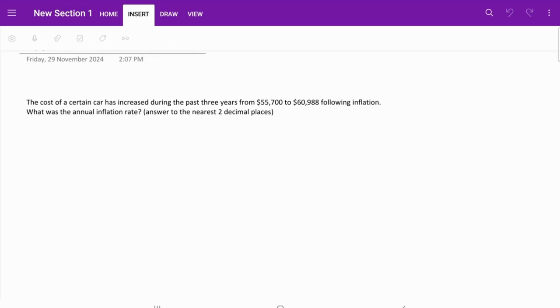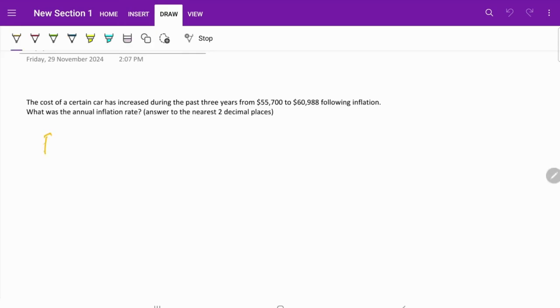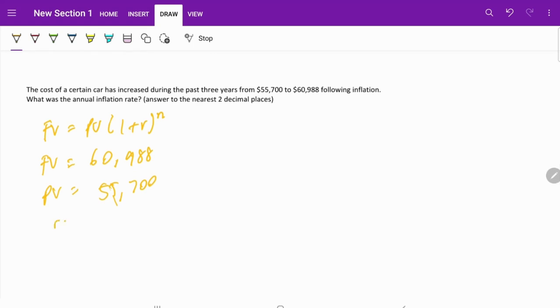So in this scenario, we would still use the same formula as we did before. So FV equals PV 1 plus R to the power of N. Now our future value is given, which is 60,988. Our present value is also given at 55,700. We need to find the R, so we don't know the rate yet, but we do know the number of periods, which is 3 because it's 3 years.